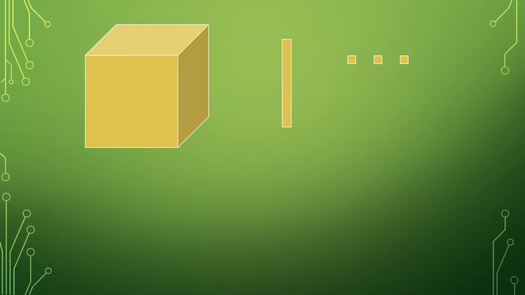Now here again we have one complete box. This is one complete, then one stick, and then 3 blocks. Here which part is missing?